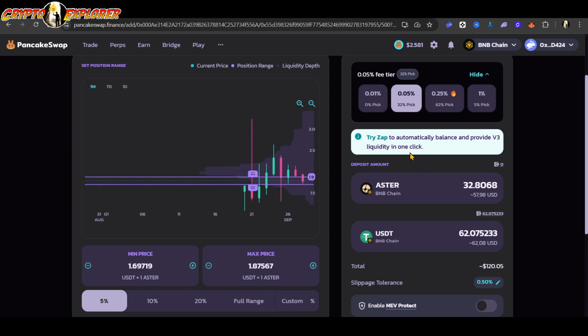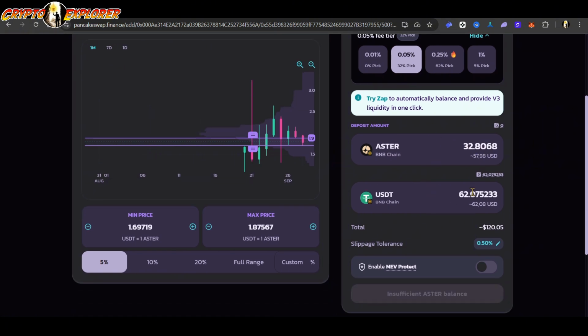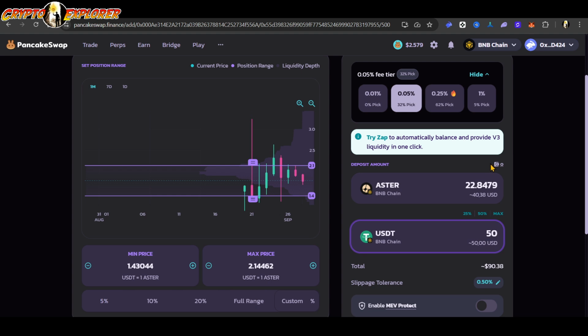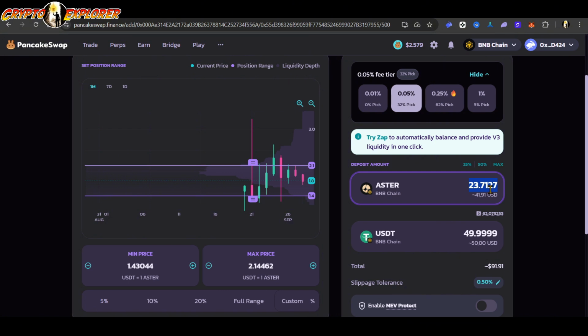When it doesn't have it, you'll have to manually input some specific amount of tokens. So for example, as long as the upside range is the same as the downside range, you'll have to deposit equal amounts of liquidity in dollar value. So for example, if I go and deposit here 50 USD, you see that it automatically adjusts how much Aster I have to also deposit in order to balance this. Aster tokens get deployed on the upside of the current range. USDT gets deployed on the downside of the current range. This is how liquidity pools work.